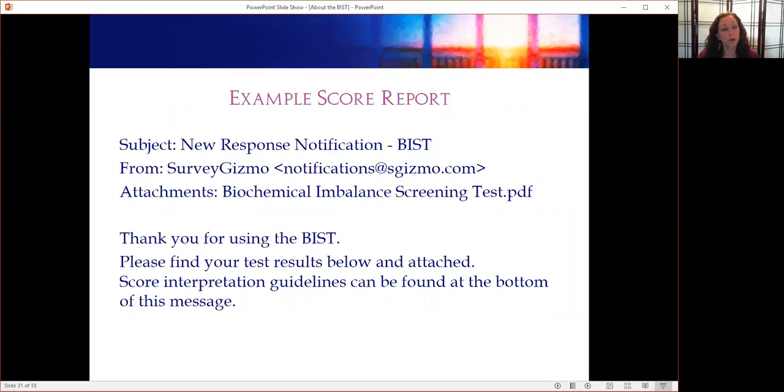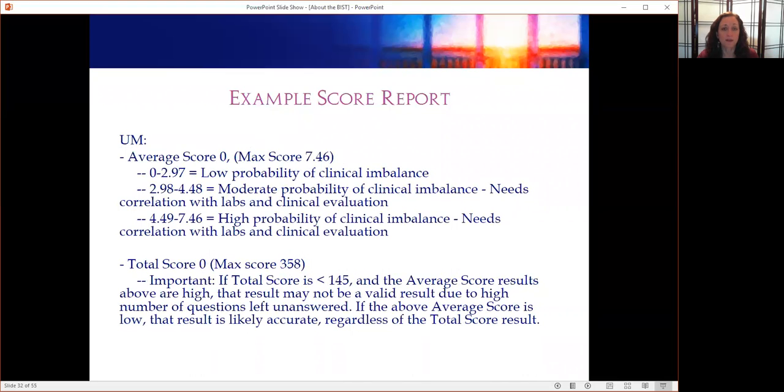So an example score report comes to your email inbox looking like this. New response notification from Survey Gizmo, who's the company who's hosting this test for me. And the Biochemical Imbalance Screening Test PDF is attached to that email. It says, thank you for using the BIST, and please find your results attached. And the score interpretation, which we'll be going through here momentarily, is right there. So it looks like this.